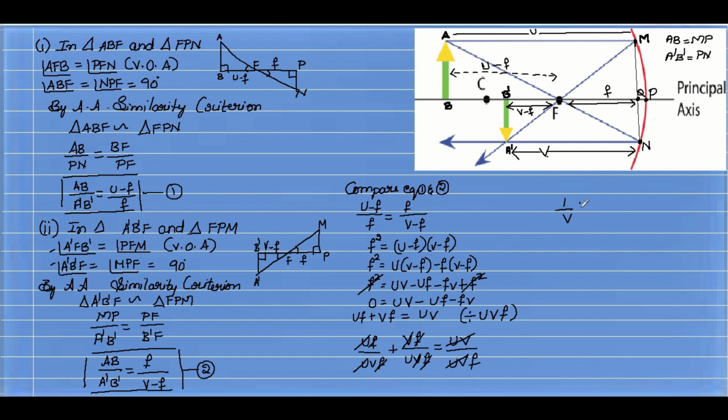1 by V plus 1 by U is equal to 1 by F. That is also, 1 by F is equal to 1 by V plus 1 by U, which is our mirror formula. So this is how we need to derive the mirror formula. Okay, and the mirror formula is the same for all concave and convex mirrors. It is not the lens formula, it is the mirror formula. I hope you understood this.